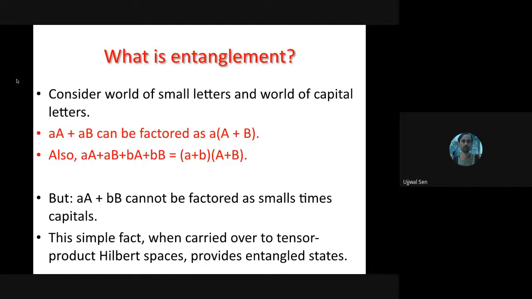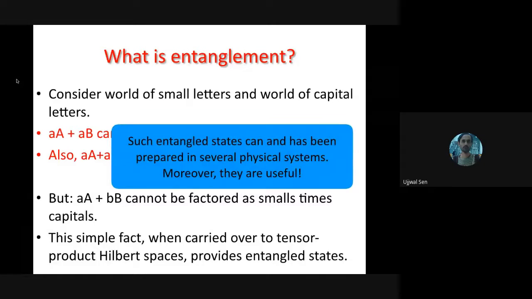So you have to think of the world of small letters as a physical system, let's say the polarization of a photon, and the world of capital letters as another photon whose polarization we are considering. Between these two polarization systems of photons, we can have entanglement. Such entangled states have been prepared in a large number of laboratories. And moreover, such entangled states, once prepared, are actually useful.